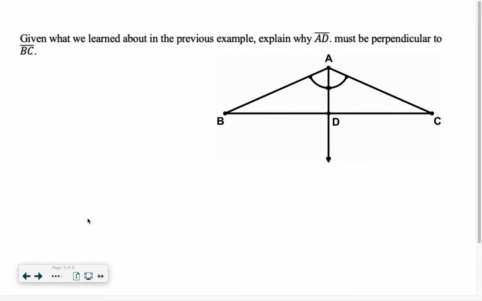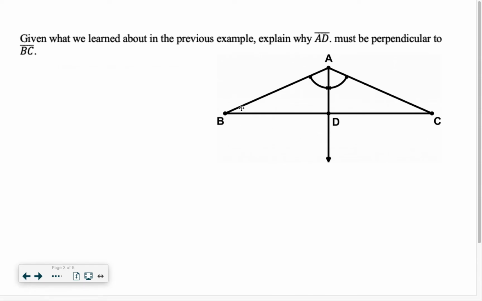Given what we've learned about the previous example, explain why this must be perpendicular. Well, big picture: notice that we have a line, AD, and we have two triangles created by that line. If I were to ask you what type of rigid motion or transformation this is, you would say, yes, it is a reflection across line or ray AD, okay?